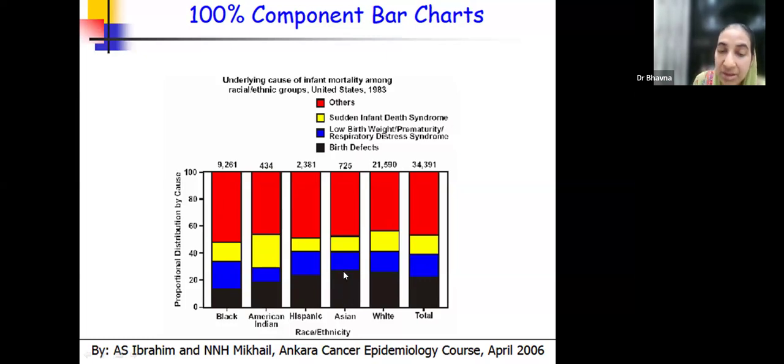Okay. So this is the utility of using these kinds of charts. The other category is maximum in blacks. The yellow category, that is SIDS, is maximum in American Indians. The black category is maximum in Asians. The LBW, or the premature category, is maximum in blacks again. So this is going to tell you, look at this, 9261, 434, these were the total number of people in each category. And this is the total number of people who have been studied.